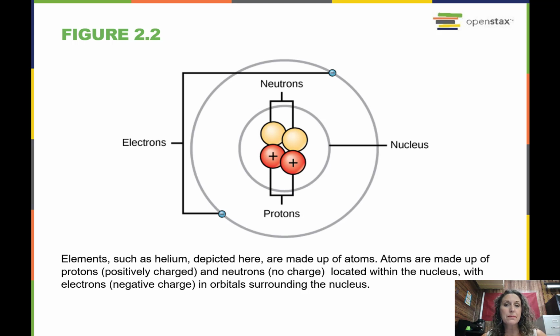This is helium. Atoms are made up of protons, which are positively charged, so we think positive protons, and neutrons, which have no charge, so neutrons, no. And those are both in the nucleus, so protons and neutrons are in the nucleus. Then surrounding the nucleus, we have electrons, which are negative charges.